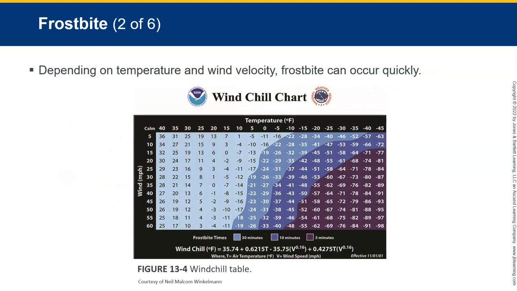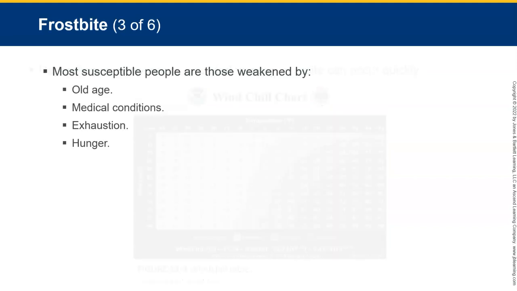Depending upon the temperature and wind velocity, frostbite can occur in a short period. Increases in wind speed have the same effect as decreases in temperature. If you've been to Oklahoma, or other places that are super windy during the winter, the wind chill is very significant considering what the temperature actually is. That wind changes things so much. This graph gives you an idea about the wind chill chart. Most susceptible people, much of the same things we've already seen: old age, medical condition, exhaustion.